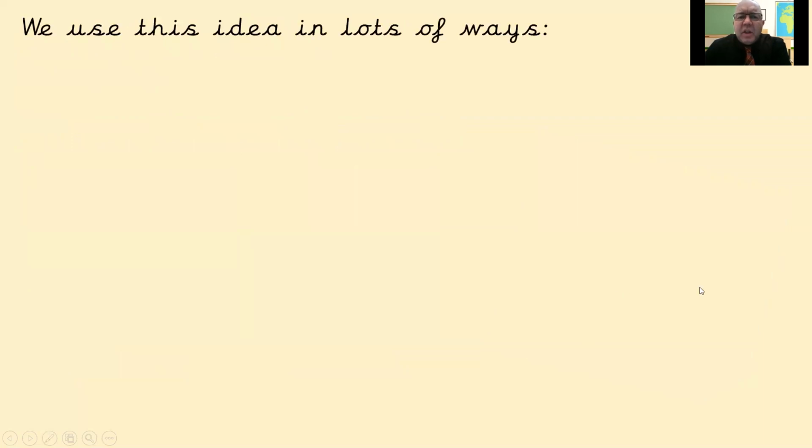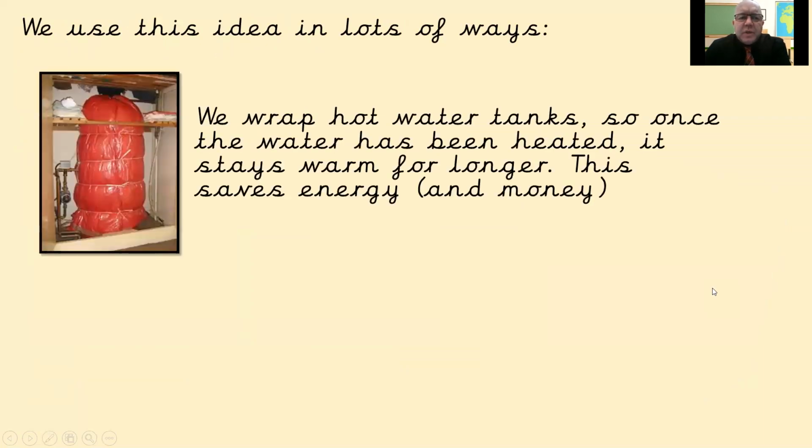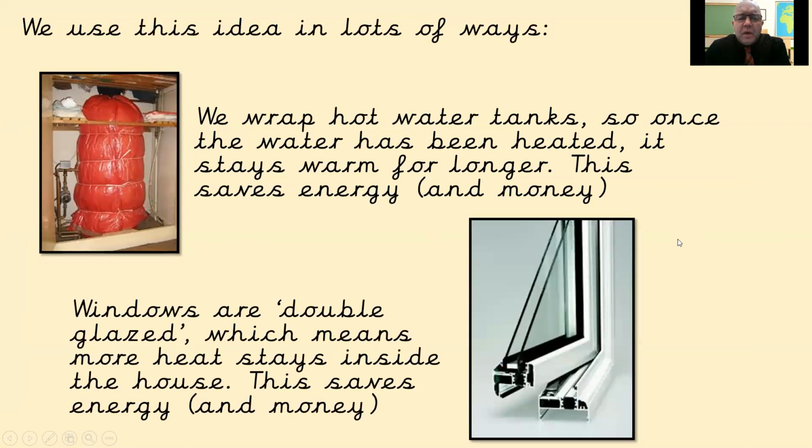So we use this idea in lots of ways around the house. If you've got a hot water tank in your house somewhere, it will be insulated, wrapped in some way. So once the water has been heated, it stays warm for longer. This saves energy and saves money. Windows are double glazed. This means more heat stays inside the house, and this saves energy and money. There is a layer of air trapped in between the two glass panes, and that layer of air acts as an insulator.